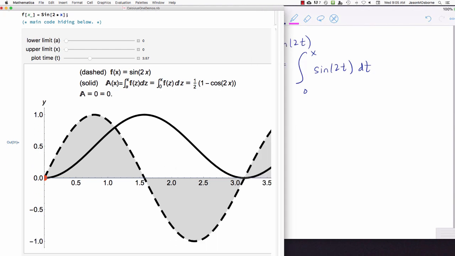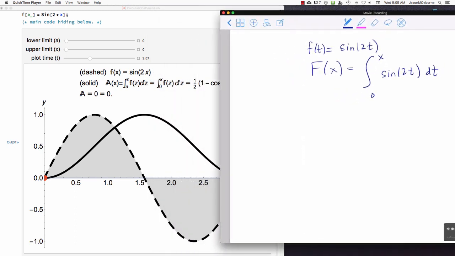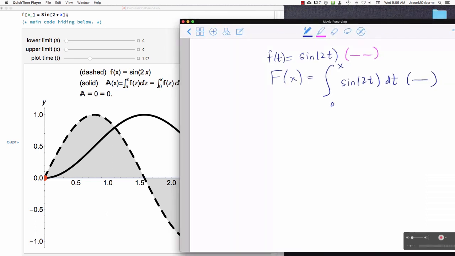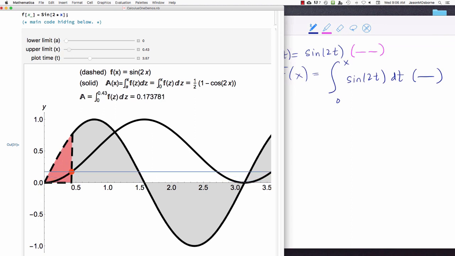Okay? And here what we are seeing is the graph, big F of x is an area function. So what we're seeing on the screen here to your left is that sine of 2t is the dotted line, and capital F of x is the solid line that you're seeing on the graph. Okay? And let's see if that makes sense. We've got two graphs, a dotted line, which is the graph of sine of 2t, and then as you change the upper limit, right?